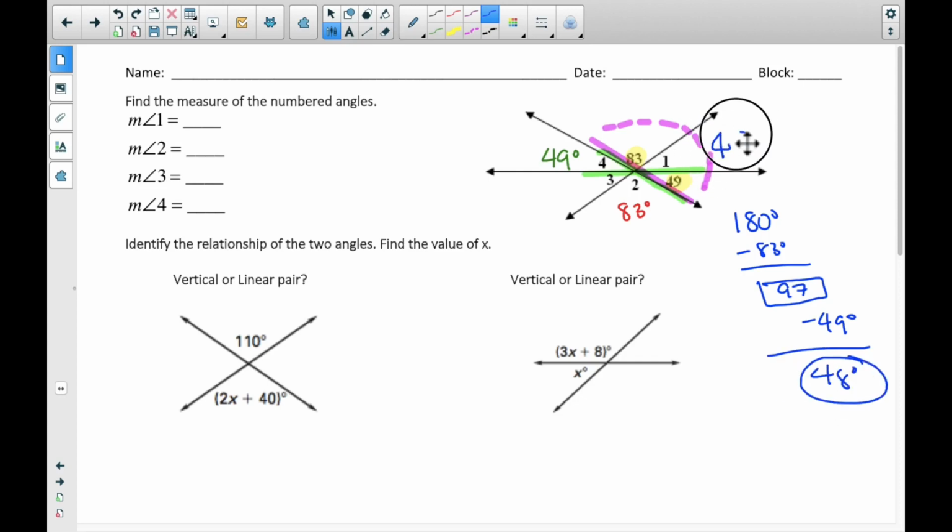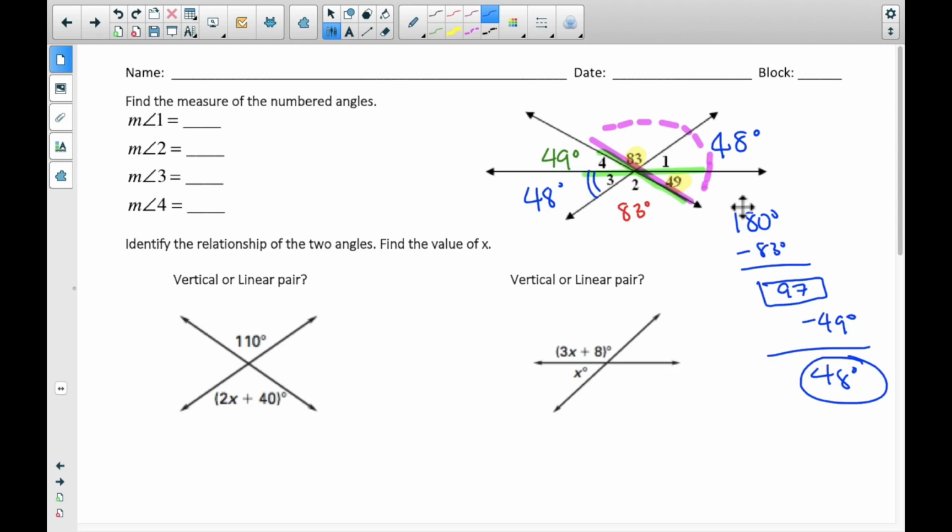This piece is 48 degrees because 48 plus 49 plus 83, if I add those three together, they add up to 180. Now, if that's true, then this is also 48. Do you see how that's a vertical pair? It makes an X, so that's also 48. Or you could also think of it as 49 plus 48 plus 83 is equal to 180 over here.